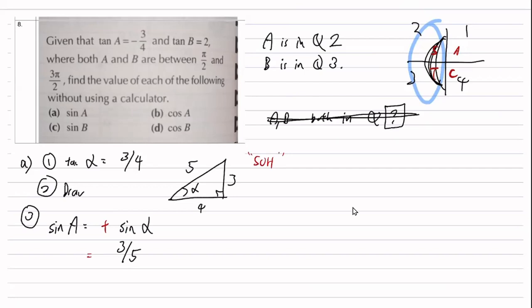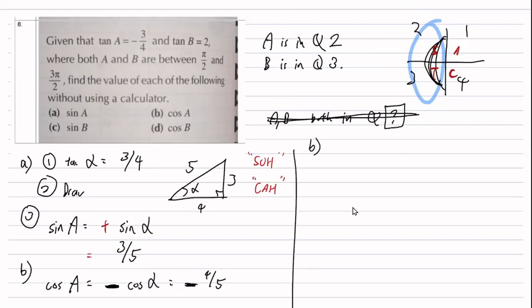How about part B? Do the same thing. Cosine A will be negative, then 4/5, adjacent over hypotenuse. Okay, must remember it very well. Anyways, moving on to the next part. Let's just finish up the question.